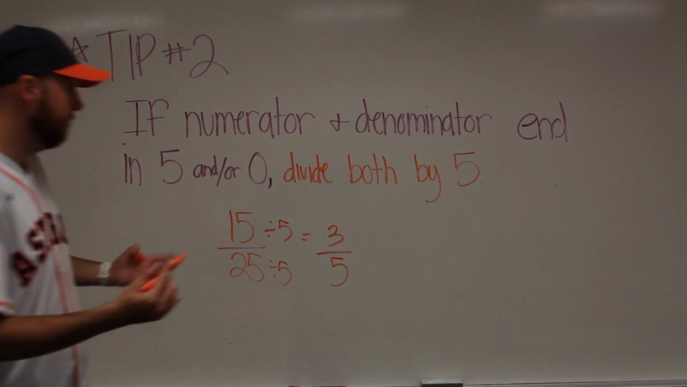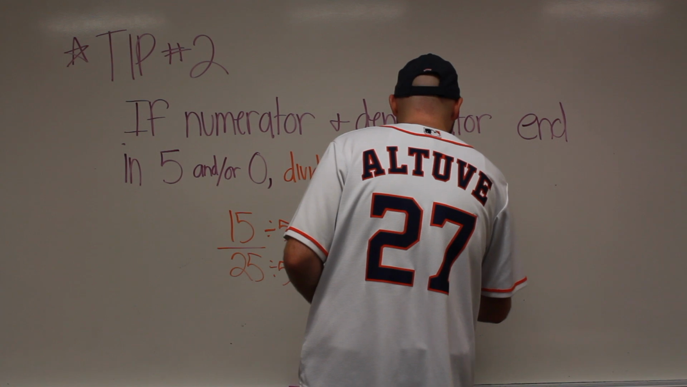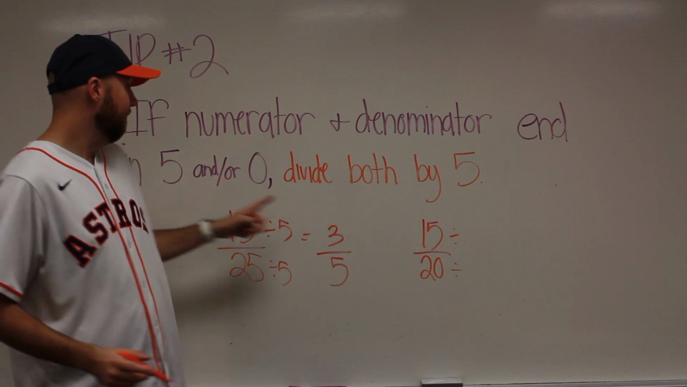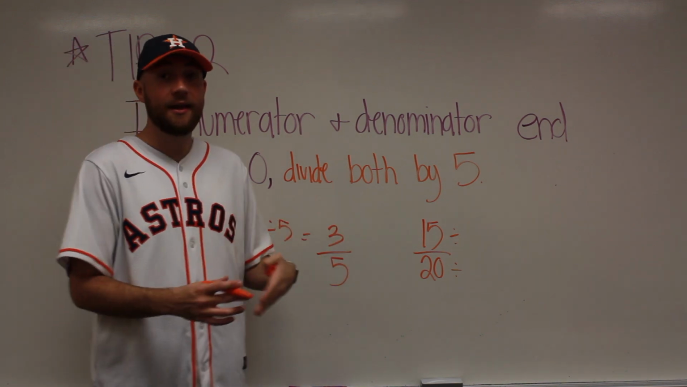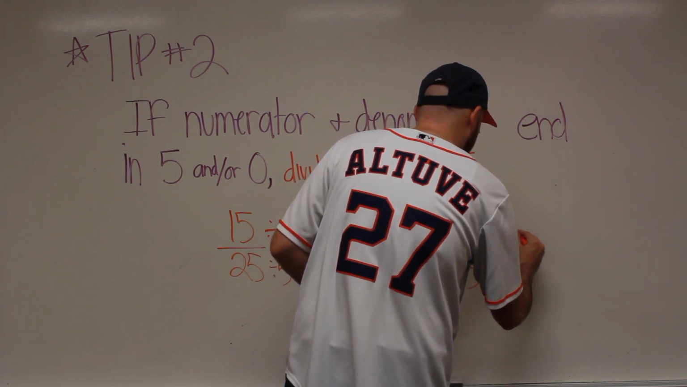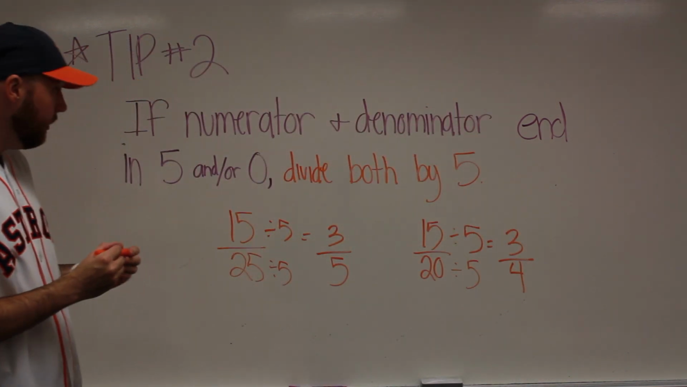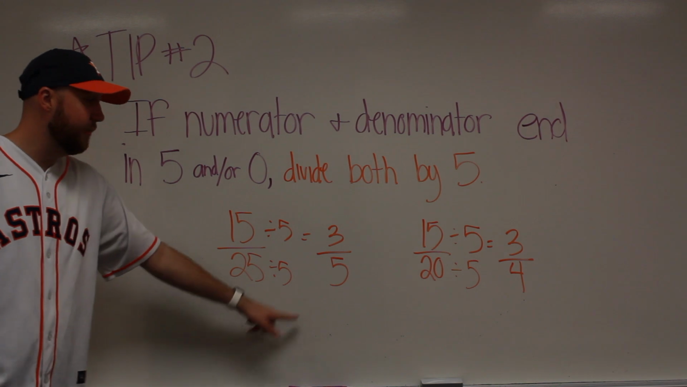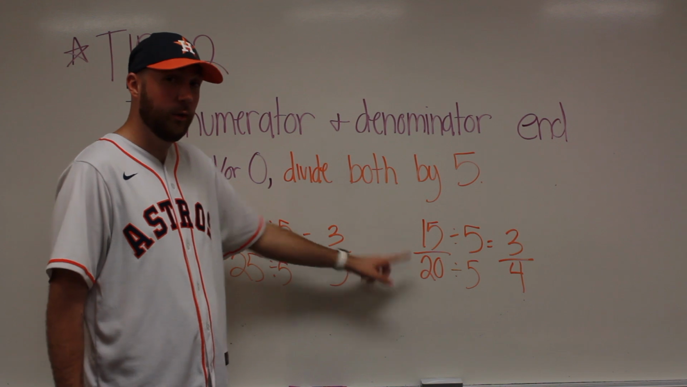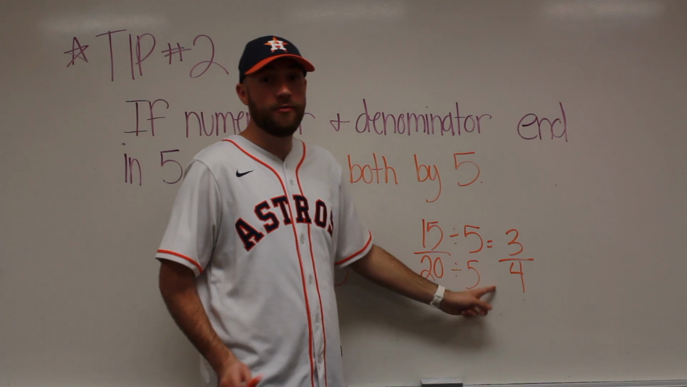Okay, so let's see what happens when it's mixed up. Let's do 15 again. We'll do 15 over 20 this time. The 15 ends in 5, and 20 ends in 0. So I can again divide by 5 to simplify this fraction. And I get 3 over 4. So for 15 25ths, the simplified version is 3/5 when we divide by 5. And 15 over 20, 15 20ths, when you simplify it by dividing by 5 using tip number 2, you get 3/4.